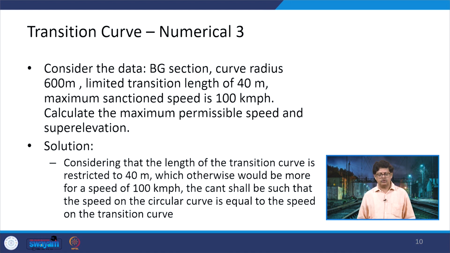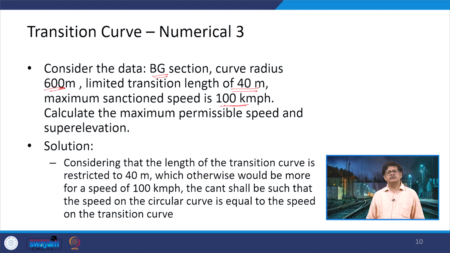Now, let us have a look at another numerical. This is again a broad gauge section. The radius is already given to us, not the degree of curvature. The limited transition length is 40 meters, and the maximum sanctioned speed is 100 kilometers per hour.